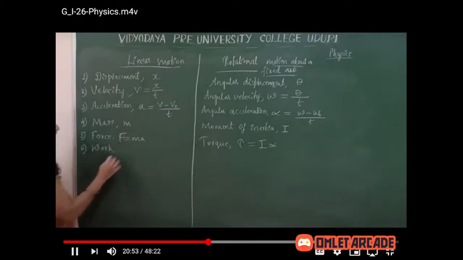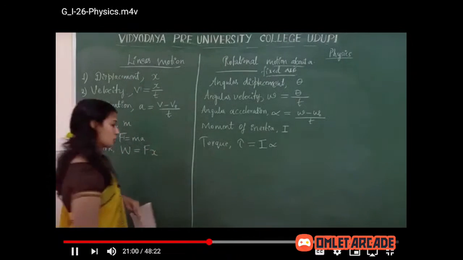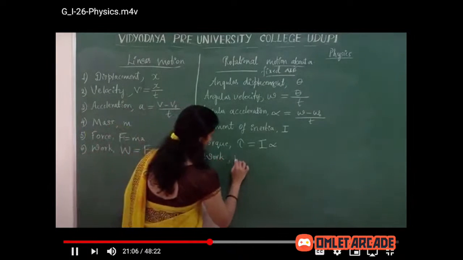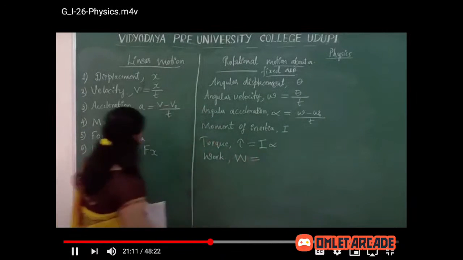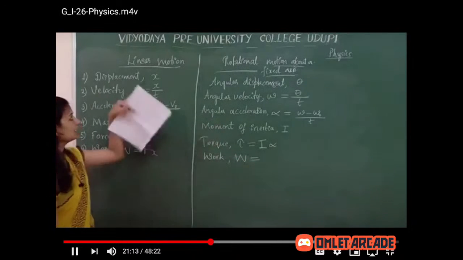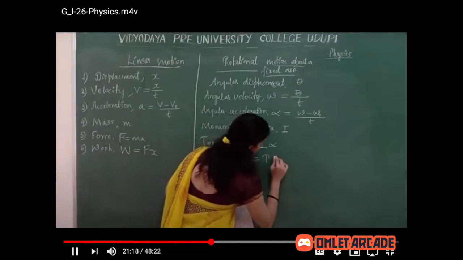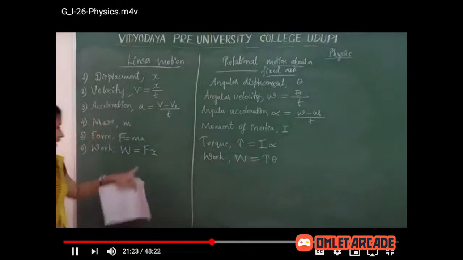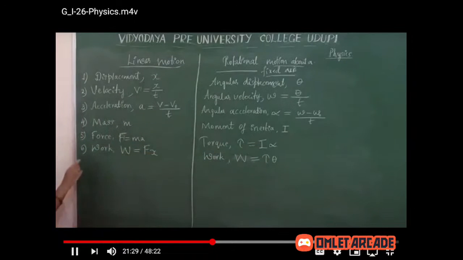Work. In linear motion, work is equal to F into x, straight line motion. In rotational motion it is tau into theta. X is replaced by theta, right? And F is replaced by tau. Okay, the next.